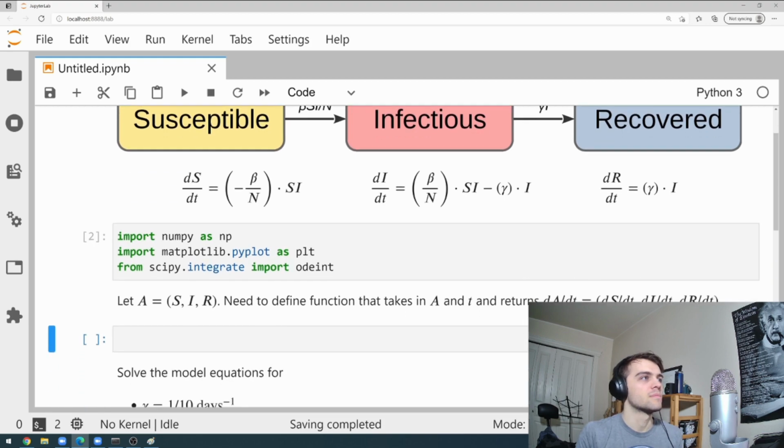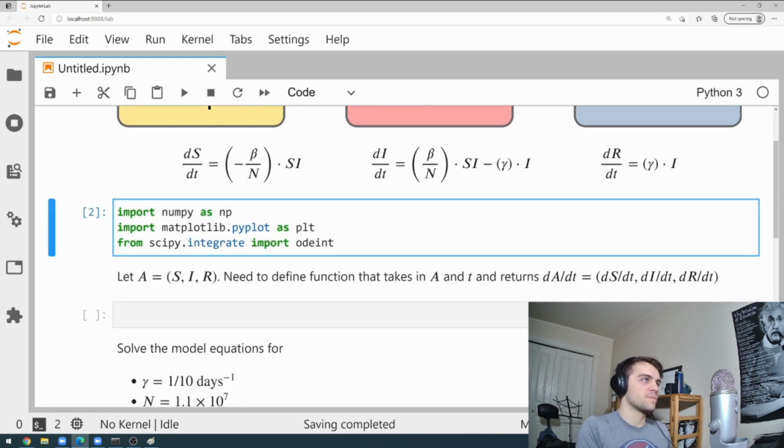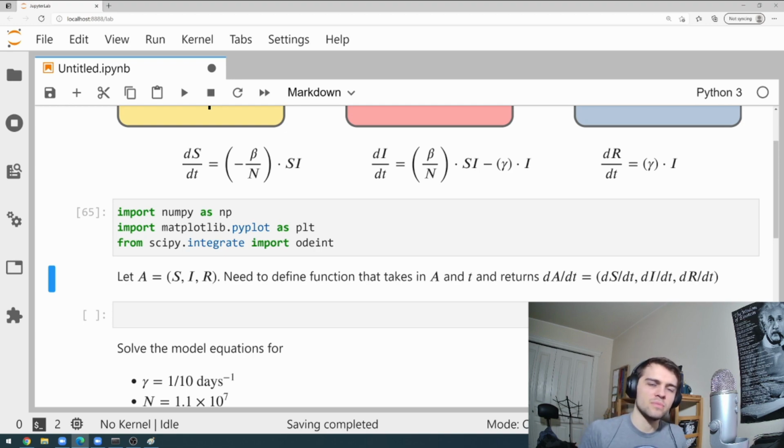Let's get to it. We have our packages here. If you watched my previous video, you probably saw me using this odeint function. It's a function for solving differential equations, and it's what we're going to use here because what we have is a disease model written in terms of differential equations. Like last time, I'm going to call the quantities A. It's a vector that contains S, I, and R.